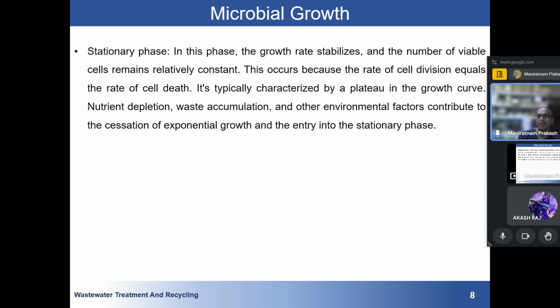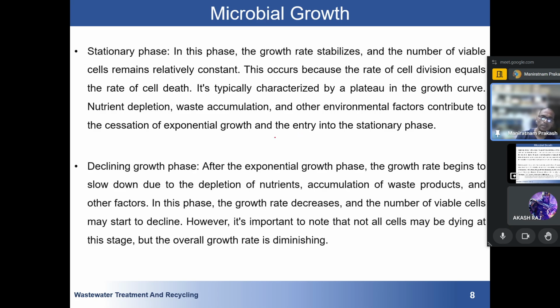Then we have the stationary phase. In this phase, the growth rate stabilizes, with the number of viable cells remaining relatively constant. This occurs because the rate of cell division equals the rate of death; death and division are equal. That's why the population is not increasing. It's typically characterized by a plateau in the growth curve. Nutrient depletion, waste accumulation, and other environmental factors contribute to the cessation of exponential growth and the entry into the stationary phase.